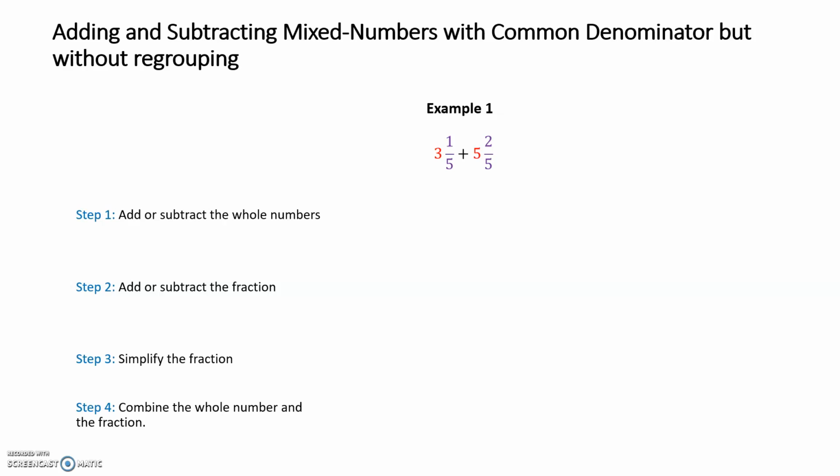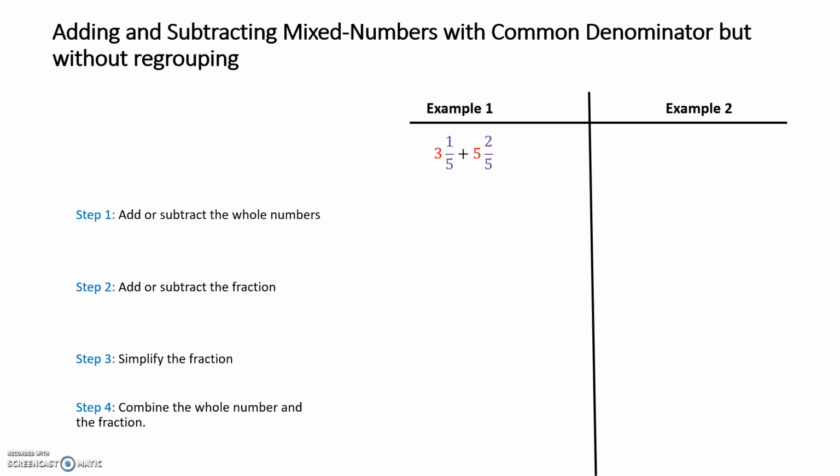So this is adding a mixed number, and this is actually easier. Both of these examples, we call adding fractions with mixed numbers with common denominators and without regrouping. The reason being, for the common denominator, both fractions have the same denominator. So 5 and 5, for example 1, and 10 and 10, for example 2. And what regrouping means, as we go through the day, you'll understand.